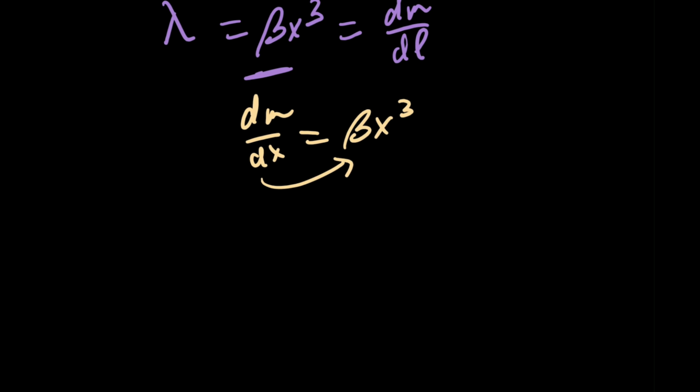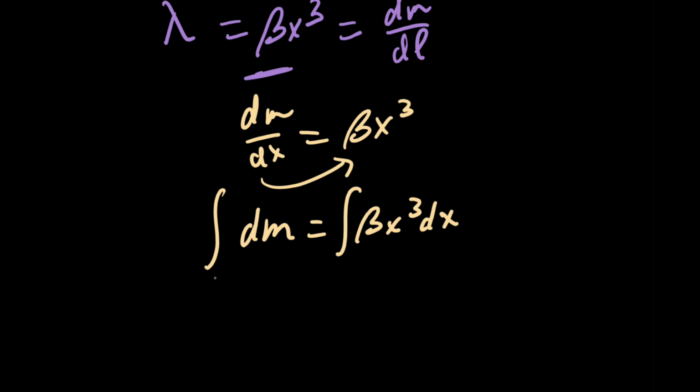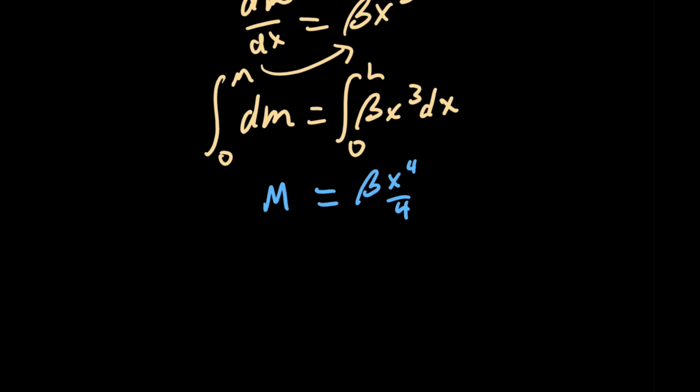If we put this x over here, we get dm is equal to beta x cubed dx. Then take the integral of each of these from 0 to m over here, and 0 to L over here. What I'm going to get is that m is equal to beta x to the 4th over 4. Simple integral. Therefore, 4m over x to the 4th is equal to beta. Or I should say, really, this is L to the 4th.